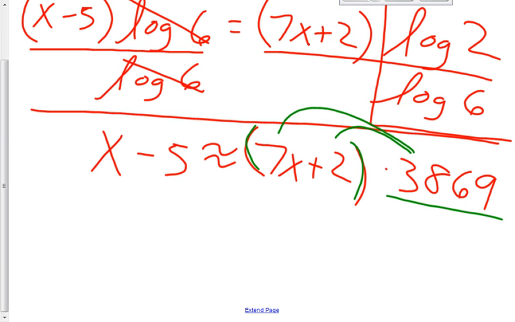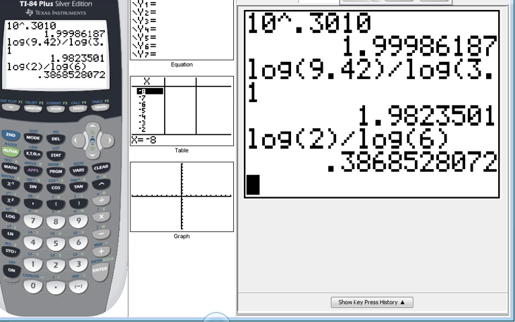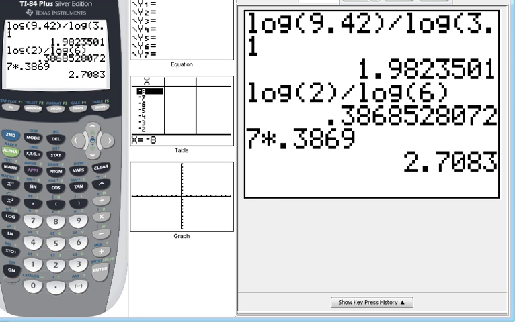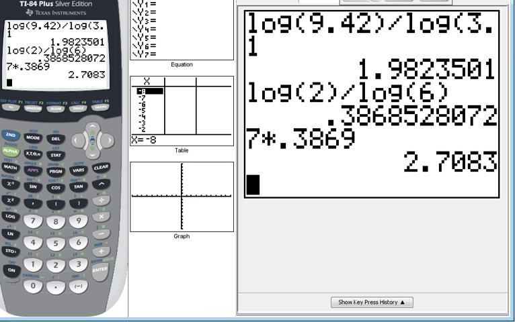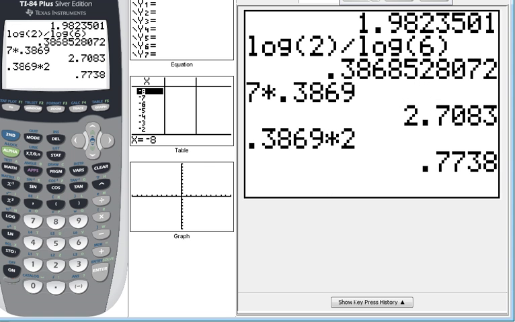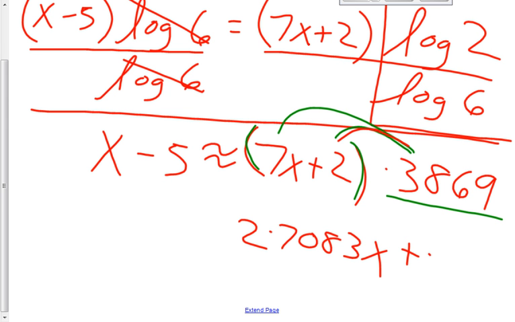So 7 times 0.3869 is 2.7083x, and then 0.3869 times 2 is 0.7738, plus 0.7738. That equals x minus 5.